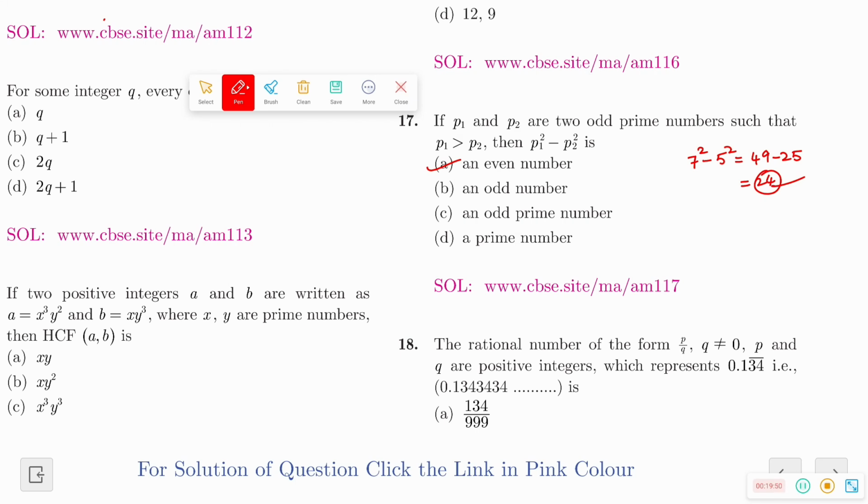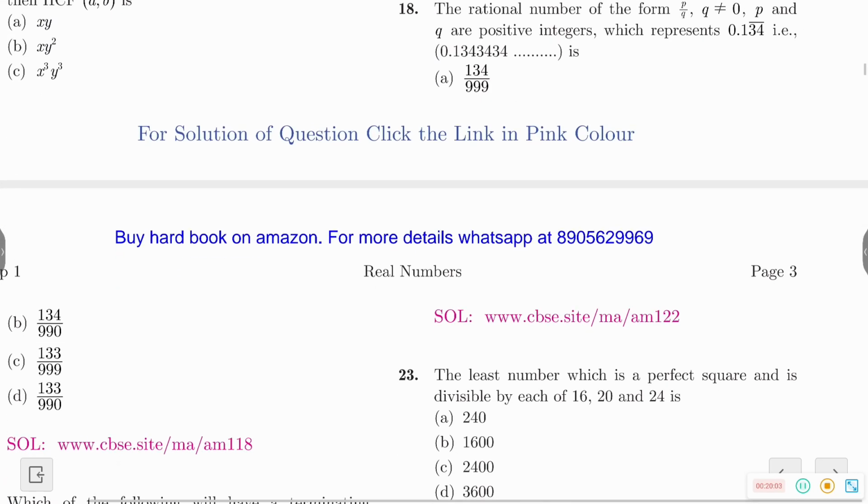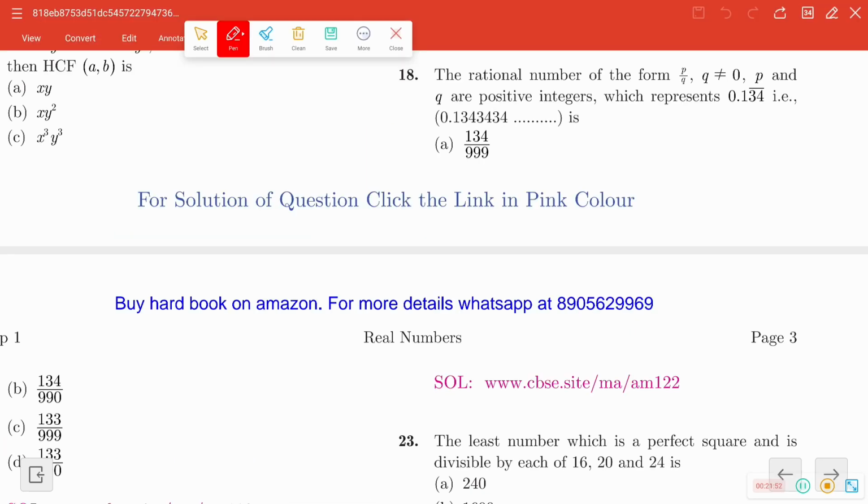Option is A. Question number 17. Now let's see question number 18. In question number 18, we have to convert a non-terminating recurring decimal into p by q form.